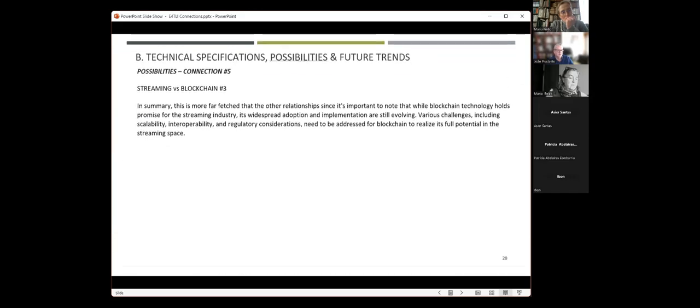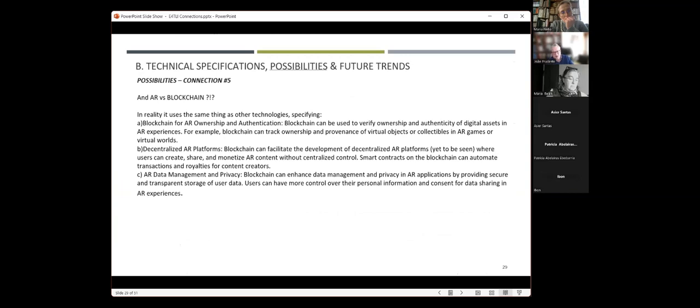The connection between AR and blockchain is easy to explain, because we need to guarantee the ownership and authentication of what is produced, and the objects that are created, or all the collectibles that are used in games and virtual worlds. One thing that I hope will be used is the decentralized platforms.